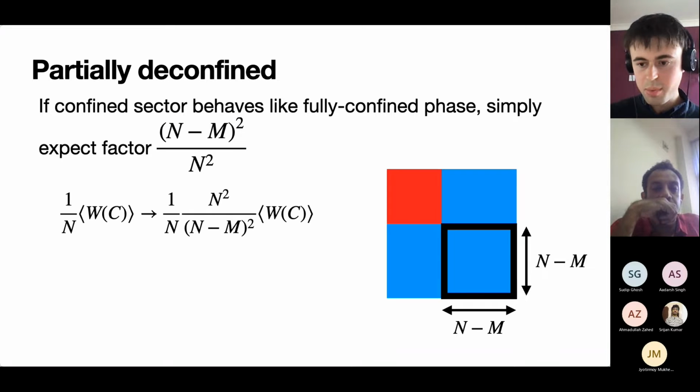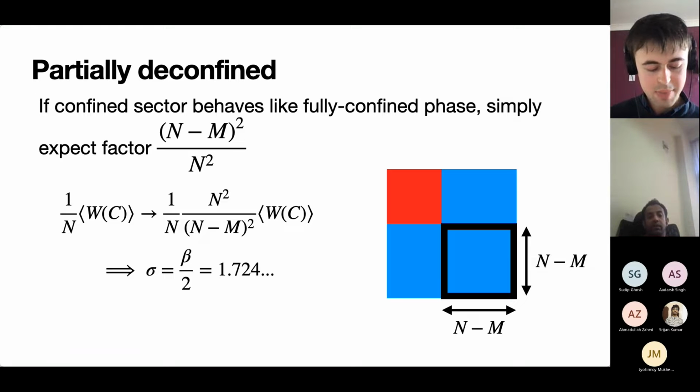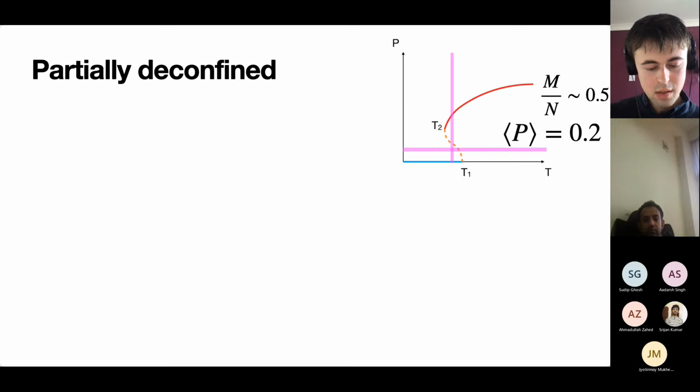So in our other plots, we can change the y-axis by accounting for this factor, and then we would again expect this quantity 1.724 for the gradient. So we'll test that now. We first fix a value for the Polyakov expectation value of 0.2, which gives a ratio of the deconfined phase to the total phase of about half.